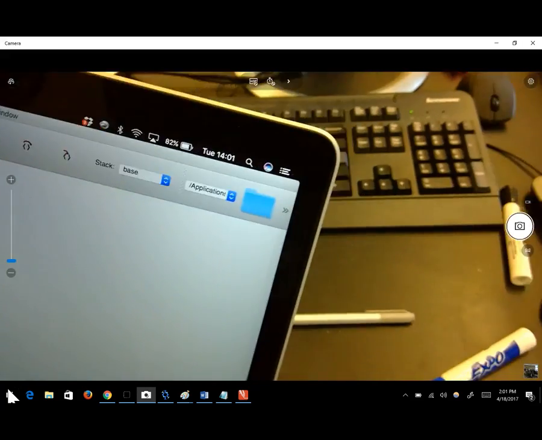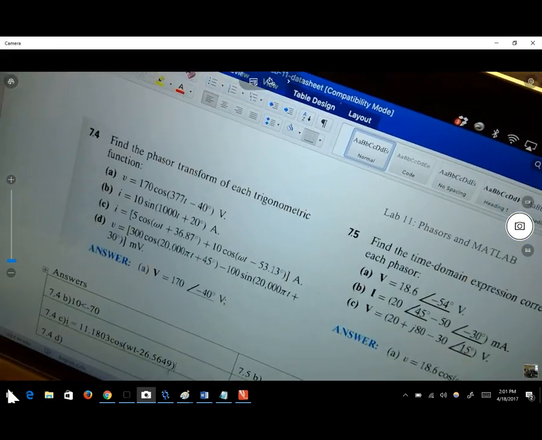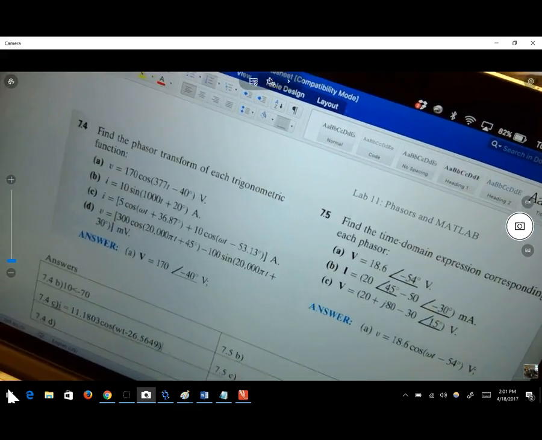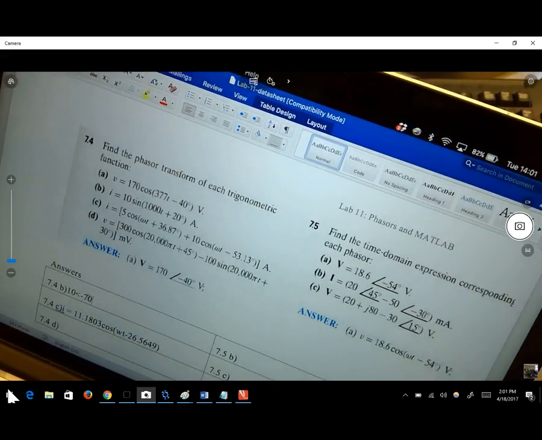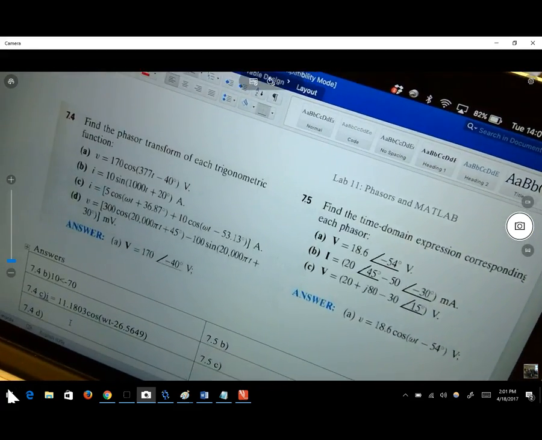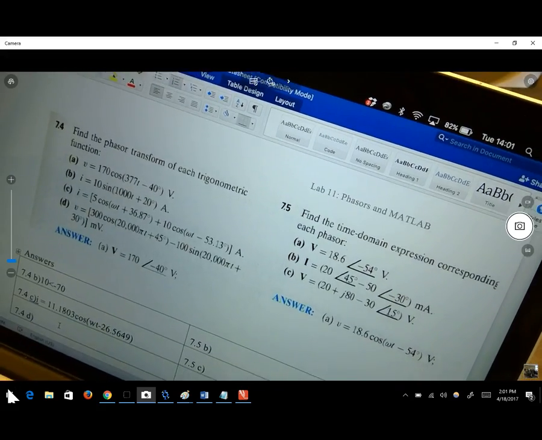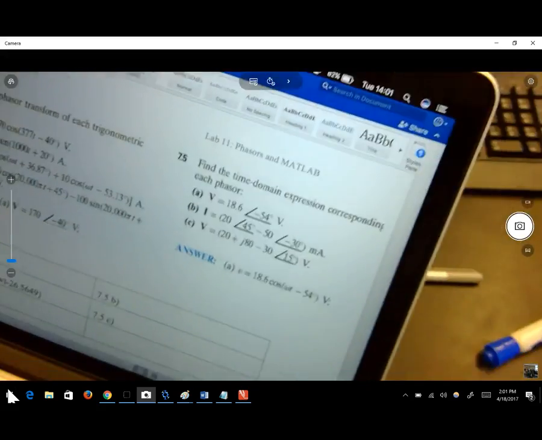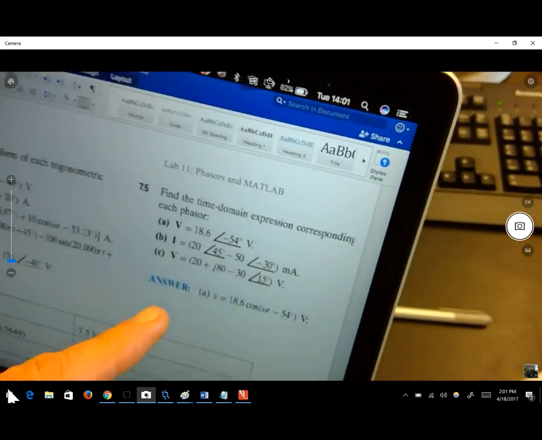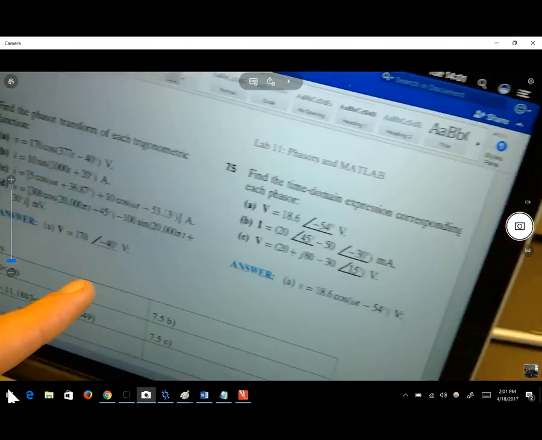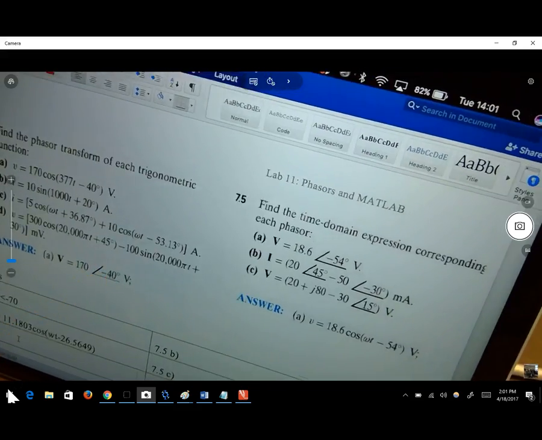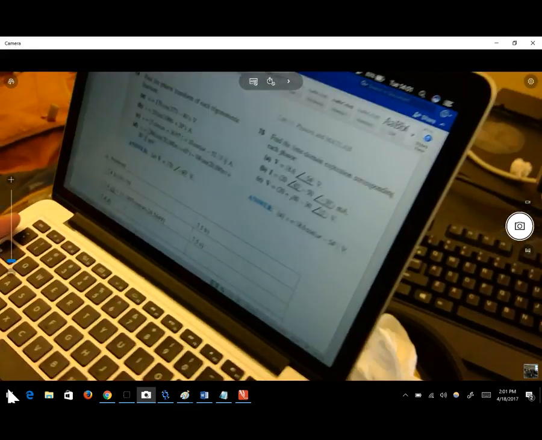Then do I leave it as a trigonometric function as the phasor transformation, or do I have to convert that to the polar form? No, for 7.4 it should be polar form. For 7.5, you're going to do a time domain, so the answer is going to be like that. So now I convert this to polar. All your answers should be something like a magnitude with a phase angle, and you can use the less than sign to indicate the phase angle.